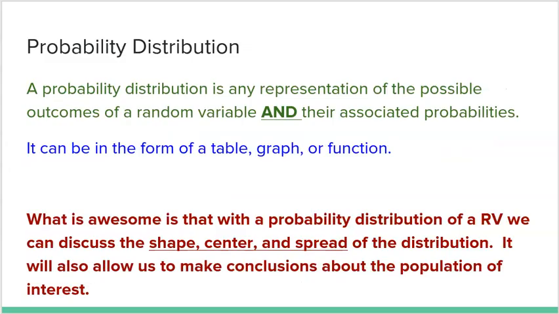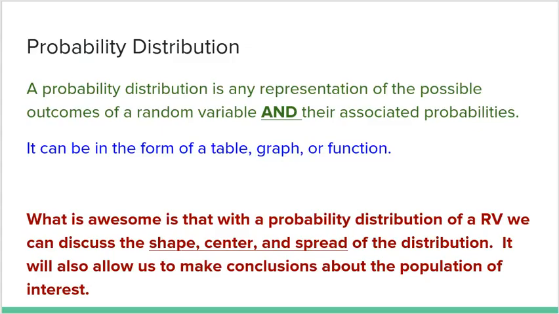Now, what do you do next once you understand a random variable? Well, then you kind of want to make a picture of it, right? And this is what we call a probability distribution. A probability distribution is any representation of the possible outcomes of that random variable and their associated probabilities. So for a probability distribution to be exact, what you have to have is all of the outcomes listed and all of the probabilities listed with it. So it could be in the form of a table, a graph, or even a function.